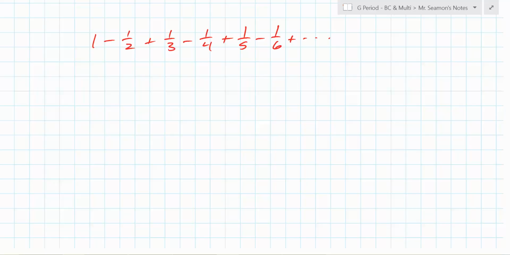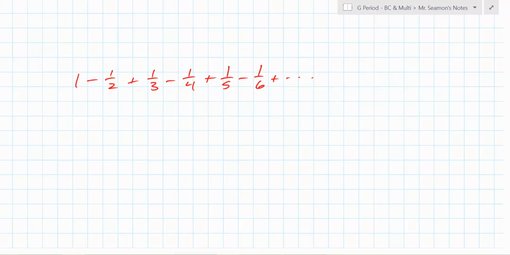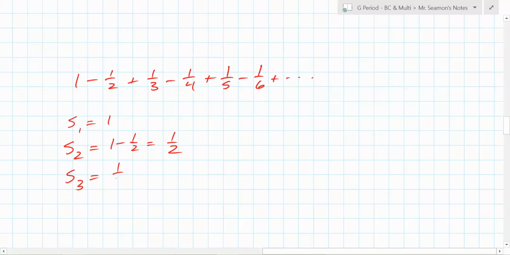But let's take a look at this. Does that series fit this? Does the absolute value of each term get smaller? Do the terms tend to 0? Yeah, they do. So we can apply this. S1 in this case is 1. S2 is 1 minus a half, which is what? 1/2. S3 is 1/2 plus 1/3, which is what? 5/6. And S4 is 5/6 minus a fourth, which is what? Can you do it? 14 over 24, 7/12.